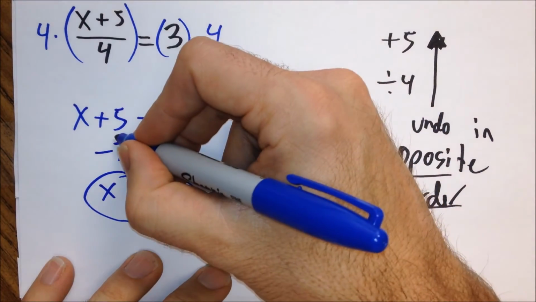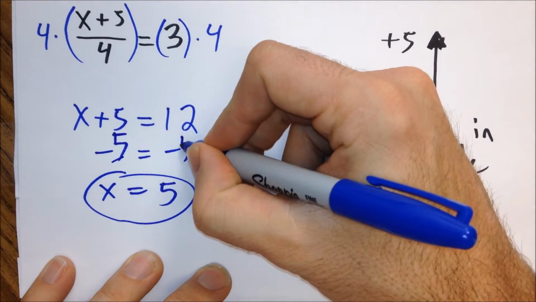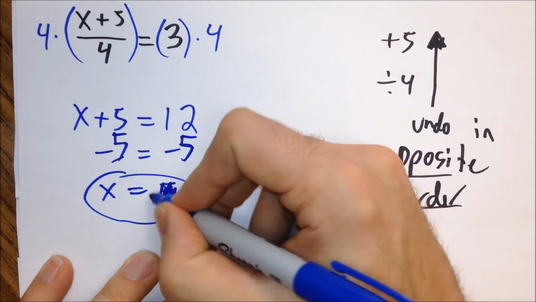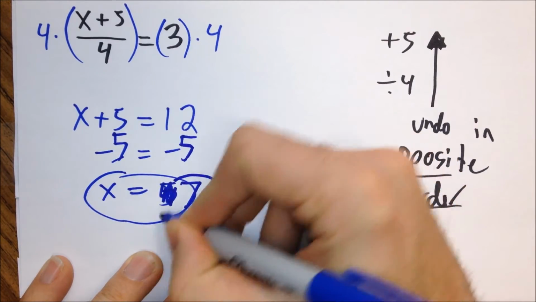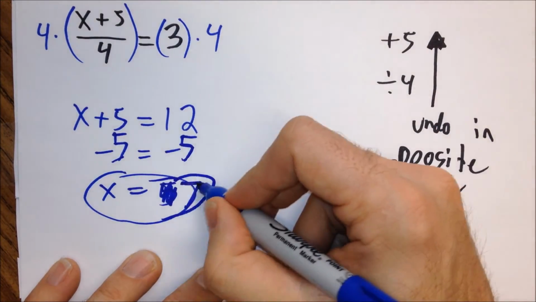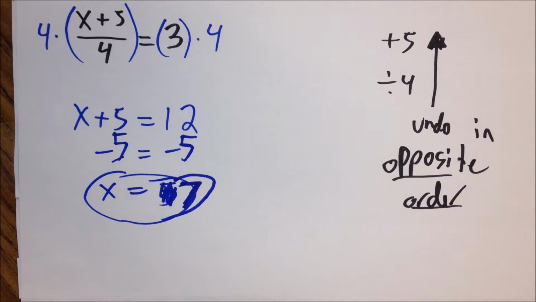Oh, wait. I subtracted the wrong number. I should have subtracted 5, and x should equal 7. Okay, let this be a note that even your math teacher makes mistakes when they add and subtract.